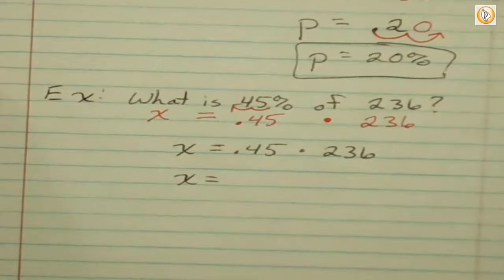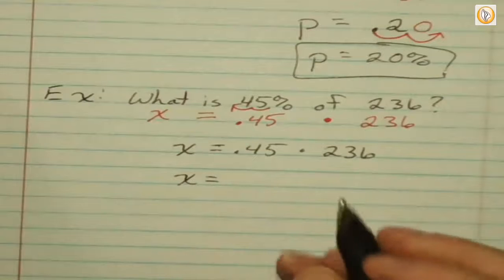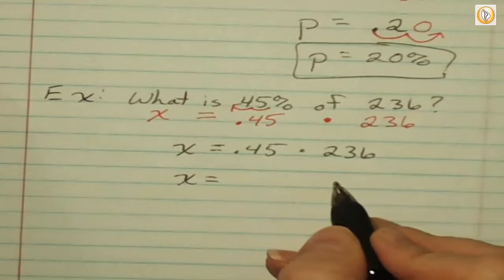Has anyone worked this out already? I got 105.2. What'd you get? 94.4. For 0.45 times 236? Anyone else get something different?